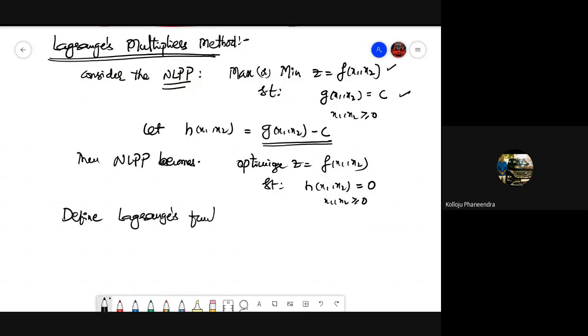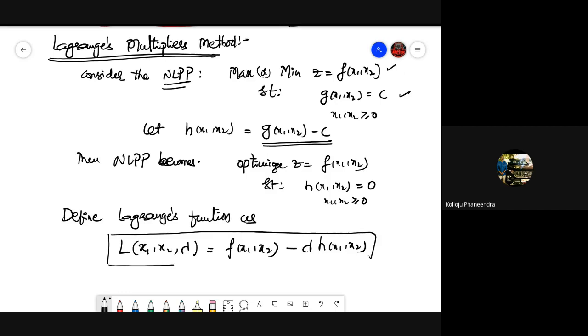Define the Lagrange's function as L. L of what? Write the variables x1, x2. How many constraints are here? I am considering only one constraint. Then you put one Lagrange's multiplier. And how to define Lagrange's function? First, write the objective function f of x1, x2 minus lambda into the given constraint h of x1, x2. This is Lagrange's function.